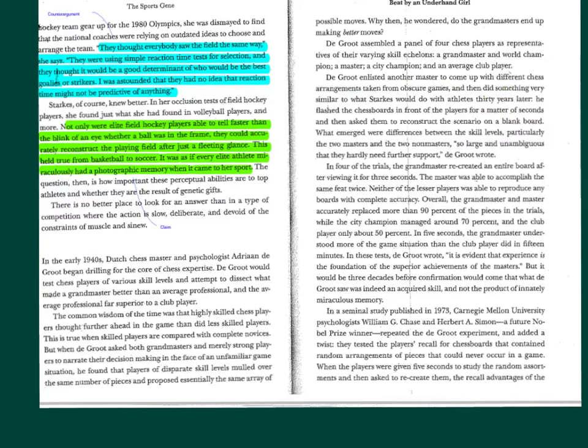Now in blue, you can see I found an example of counterargument. This is not a great example of counterargument, but it was the best that I could find in this section so that you would have a little bit of an idea of what it would look like. So in blue, we see they thought everybody saw the field the same way. She says they were using simple reaction time tests for selections, and they thought it would be a good determinant of who would be the best goalies or strikers. I was astounded that they had no idea that reaction time might not be predictive of anything.